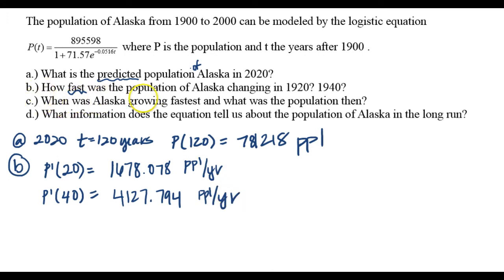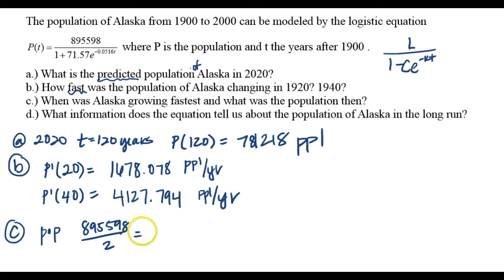Now for part C, when was Alaska growing the fastest, and what was the population then? Let's remember what solutions to logistic equations look like. They look like L over 1 minus C e to the negative kt. L is the carrying capacity. I'm growing the fastest at L over 2. So the population at that time was 895,598 over 2, so that is 447,799 people. That is the population when Alaska is growing the fastest.